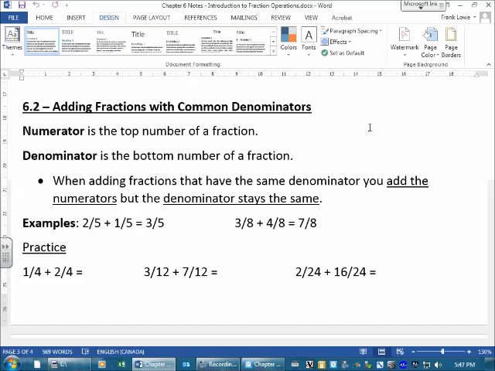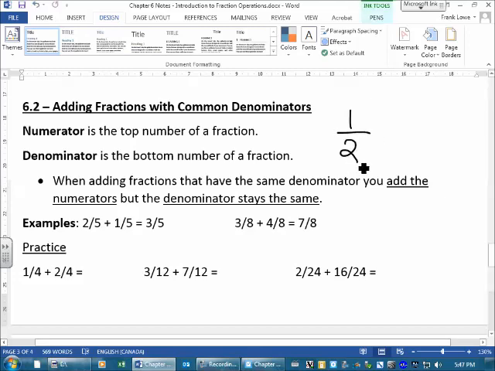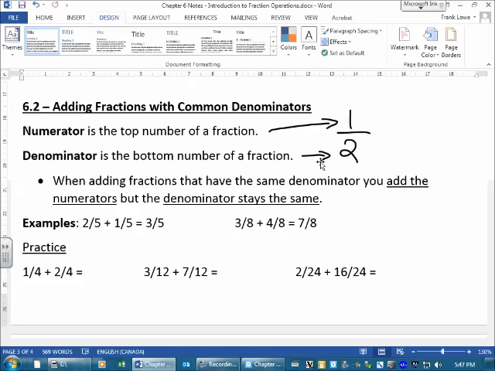First of all, just a reminder, the numerator is the top number of a fraction. So we have 1 over 2, right? The numerator is the top number. The denominator is the bottom number. Okay, so nothing terribly goofy there. So when you're adding fractions that have the same denominator, you add the numerators, but the denominator stays the same. Okay, so I'm going to go over some examples with you, but that's the general rule.